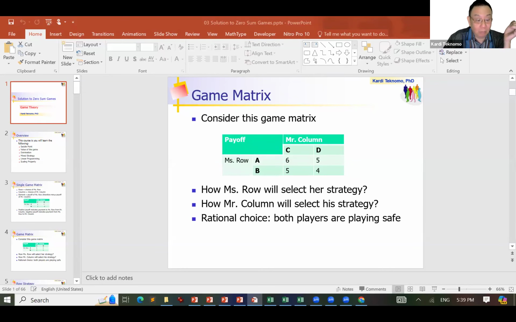Now, the question is how Miss Row will select her strategy and how Mr. Column will select his strategy. Remember the assumption is rational players. That means both players will try to play safe. The solution is rather simple. You remember last time we discussed minimax and maximin, right? That's how you solve it.